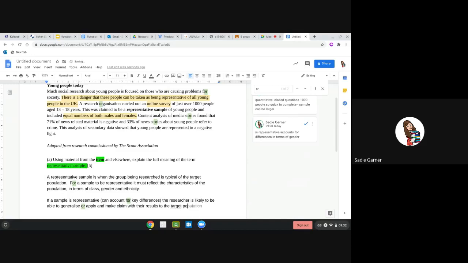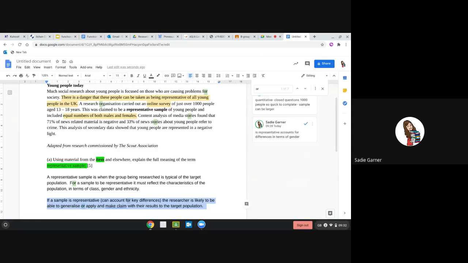To the target population. Definition: it is when it's typical of the population, it represents it in terms of class, gender, and ethnicity. If the sample is representative, you are more likely to be able to generalize or apply those results and make a claim to your target population.